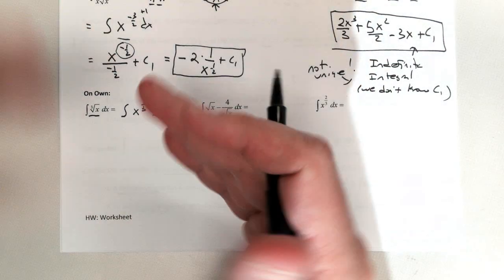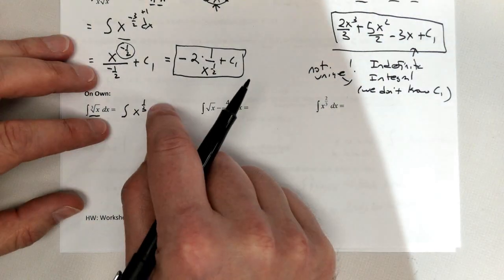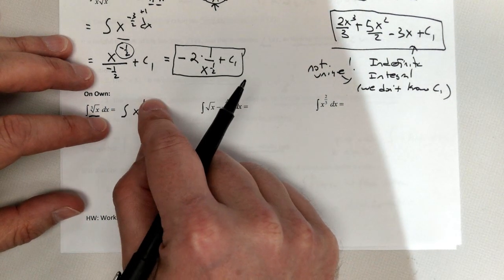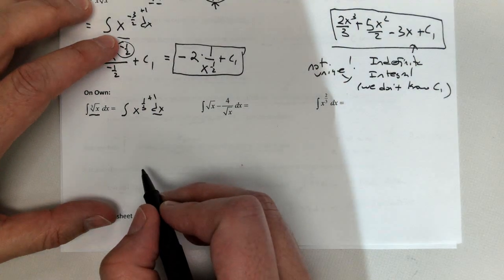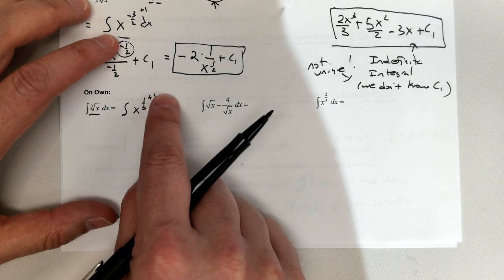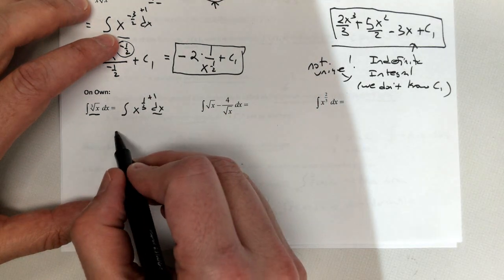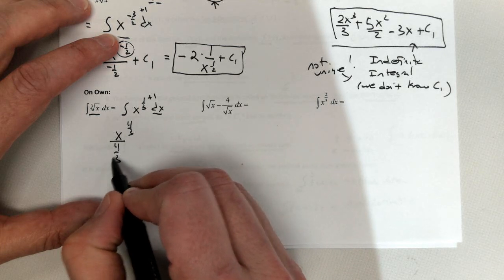When I integrate, remember, we're undoing a derivative, and our derivative always tells us that we're going to drop our power and subtract. We do the exact opposite. We're going to add 1 to our power. So what is 1/3 plus 1? Well, this is just 3/3, or just x to the 4/3 over 4/3.